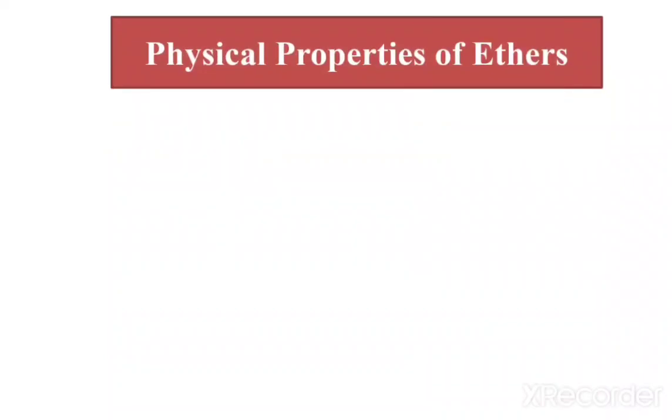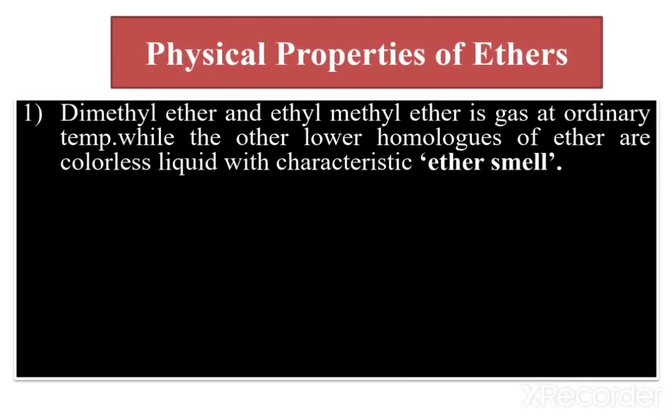Now the physical properties of ether. When you consider the physical properties of ether, dimethyl ether and ethyl methyl ether are gases at ordinary temperature, while the other homologues of ether are colorless liquids with a characteristic ether smell. That means dimethyl ether and ethyl methyl ether are gases at ordinary temperature, while the lower homologues of ether are colorless liquids.